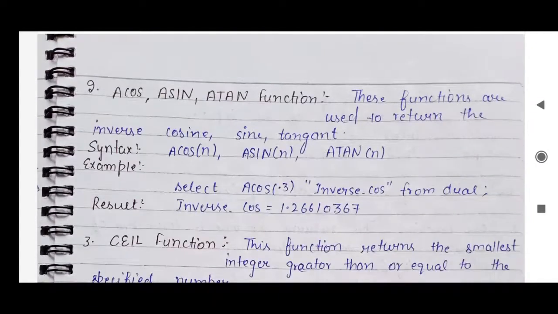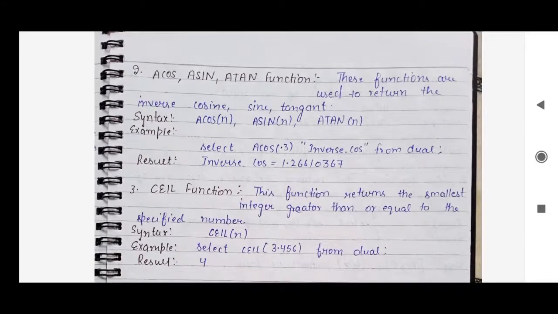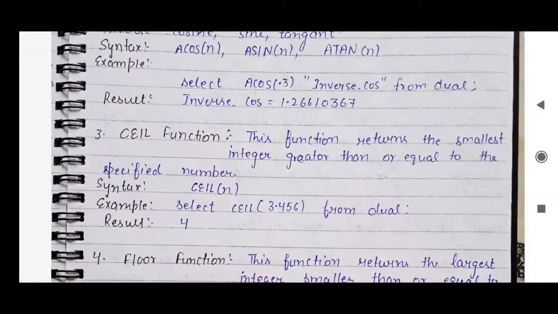Next are the acos, asin, and atan functions. They are used to find the inverse. Acos will find the inverse of the cos function. Like over here, if we want to find the inverse of 0.3, it will find this value. So this is for the inverse of the cos function. This is the use of these functions.